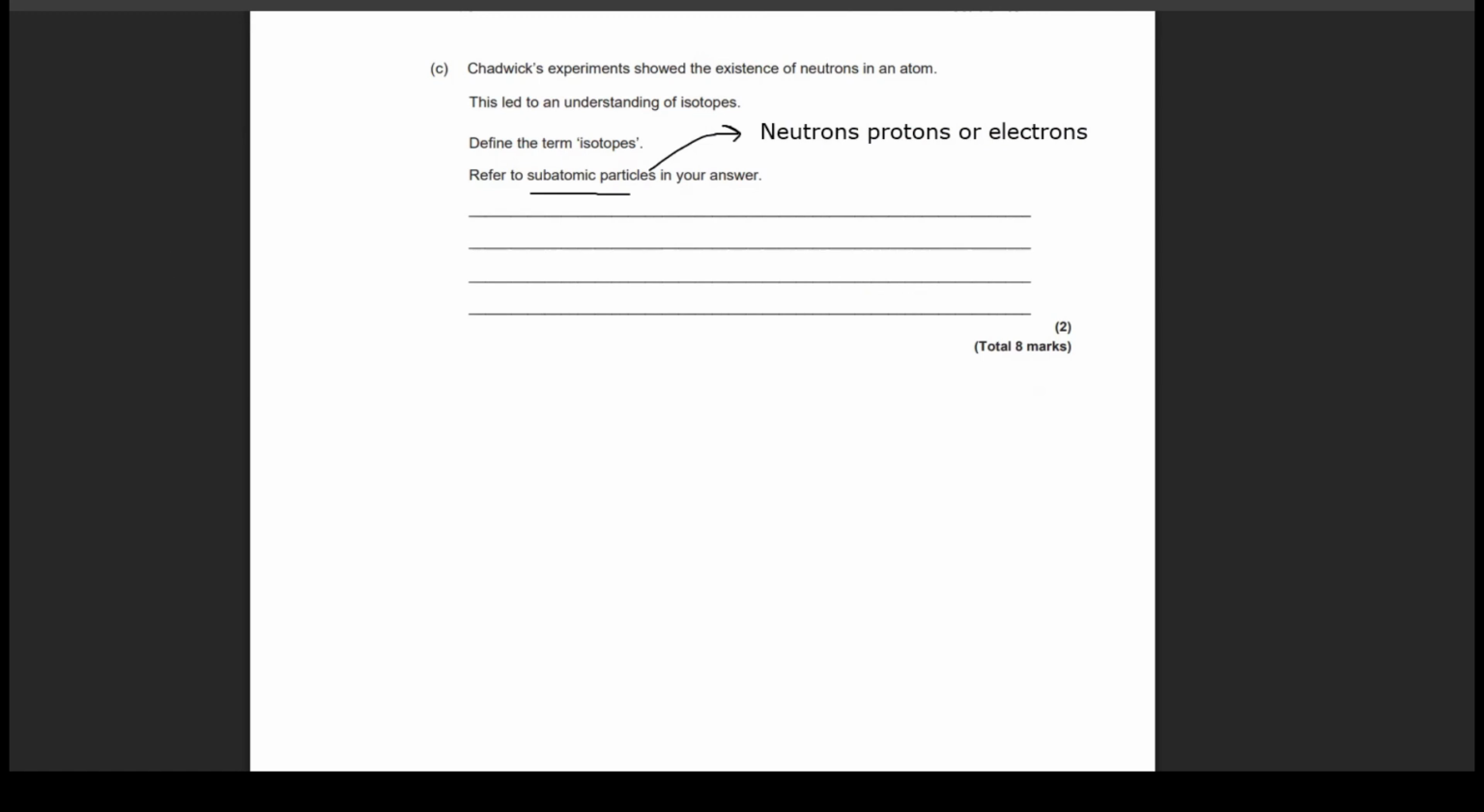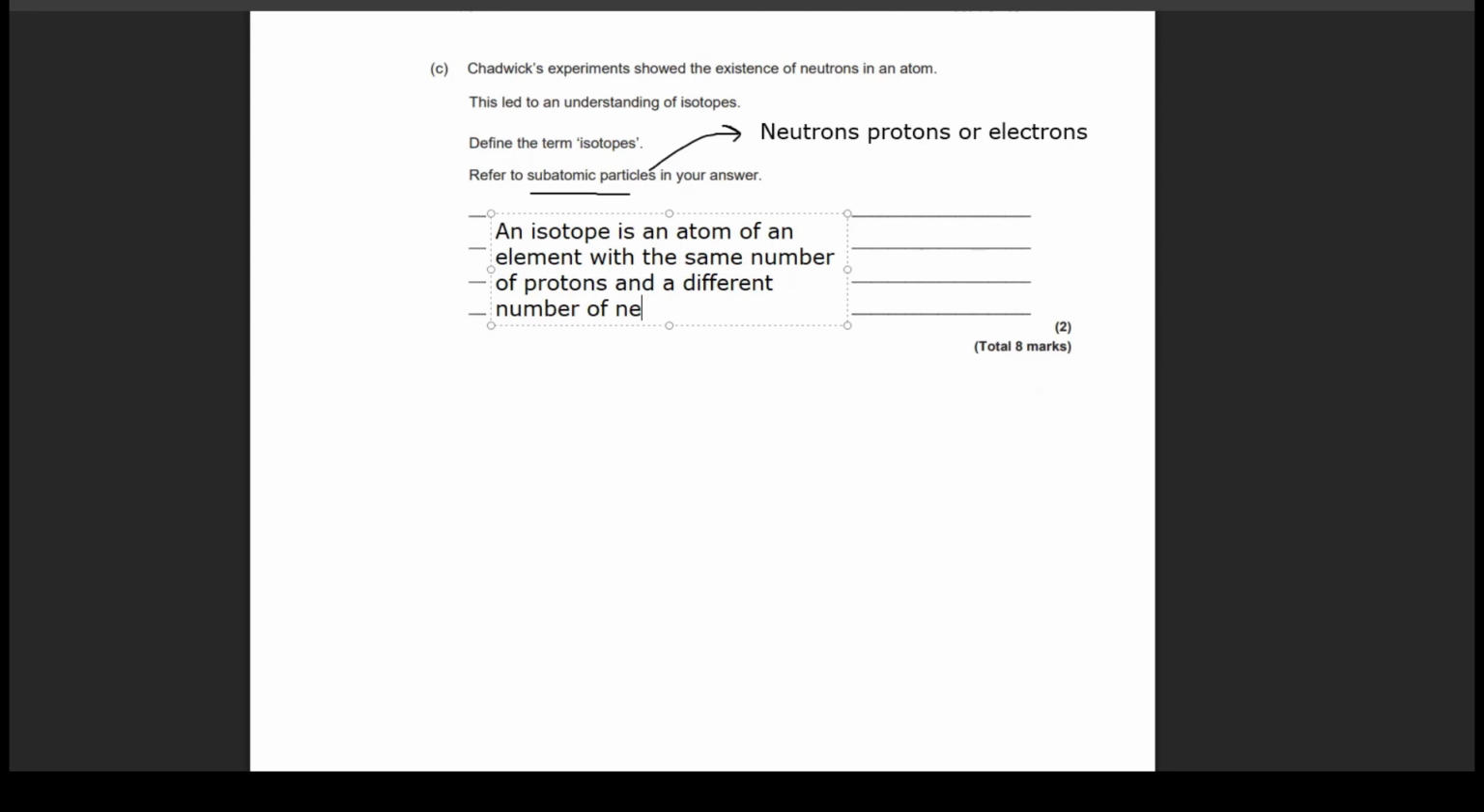Right, I'm going through the answers. So I'm going to give you the exact definition of an isotope. An isotope is an atom of an element with the same number of protons and a different number of neutrons. So it's the nucleus that will be different between isotopes. They have the same number of protons, but a different number of neutrons.